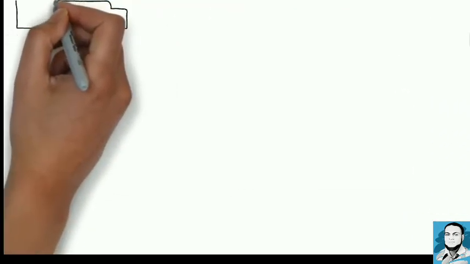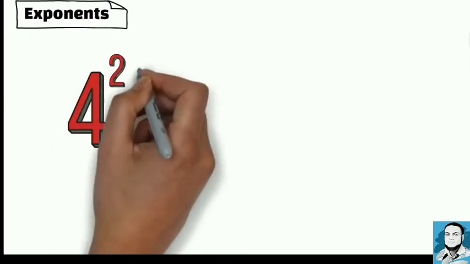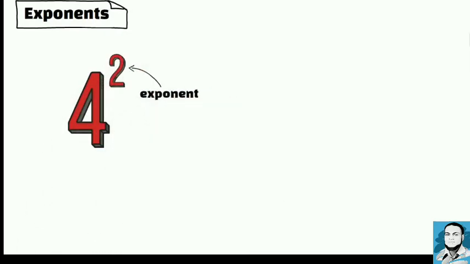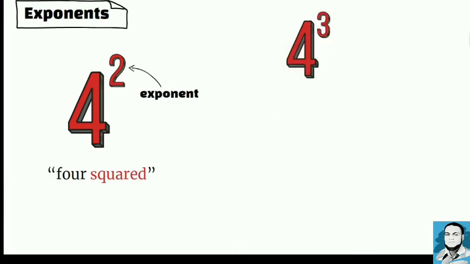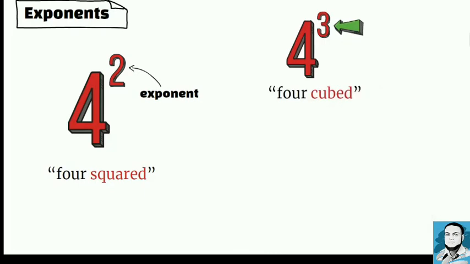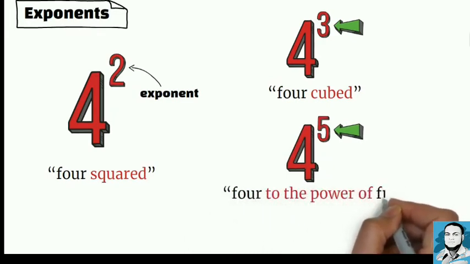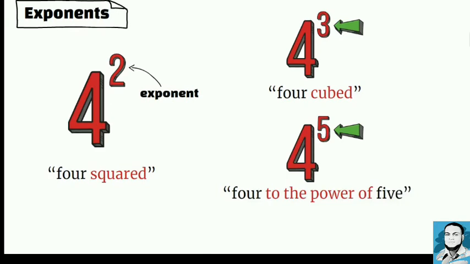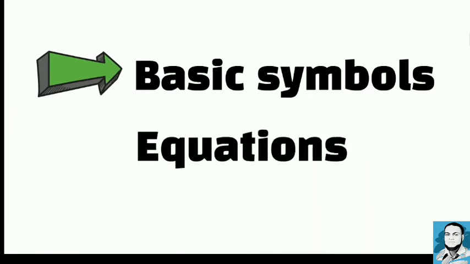Okay, let's now move on to the last subsection, exponents. The small value is called the exponent. We read the number as 4 squared. If the exponent value is 3, like in this example, then we say 4 cubed. If the exponent value is greater than 3, like in this example, we read 4 to the power of 5. Or we can say 4 to the 5th power. Alright, we've pretty much covered all the basic symbols and equations.